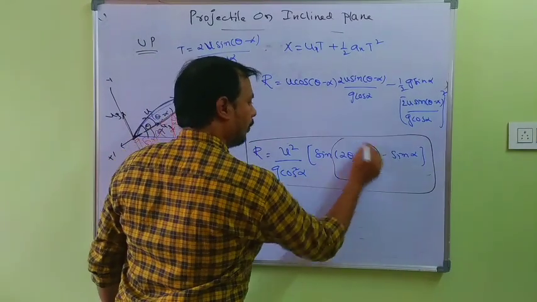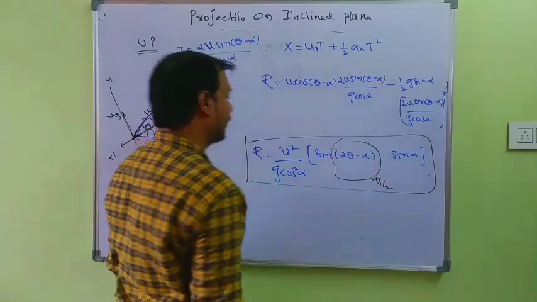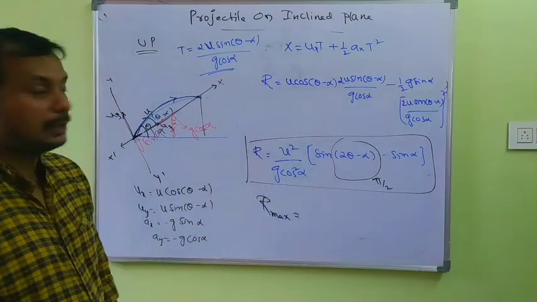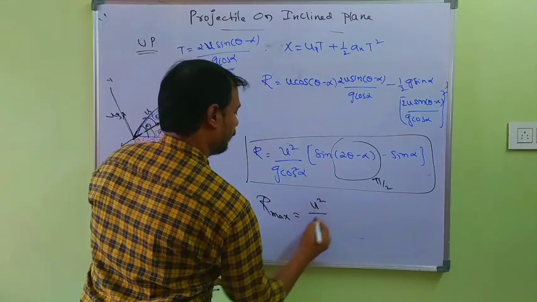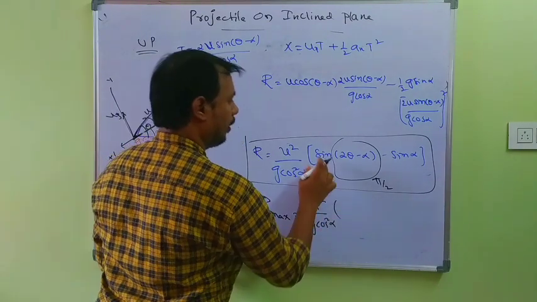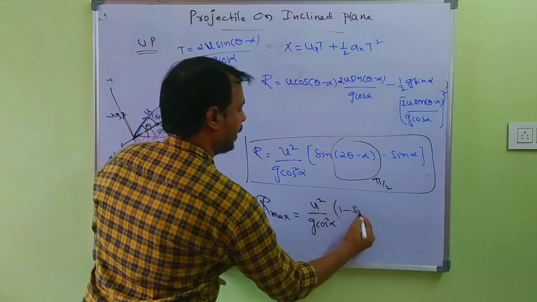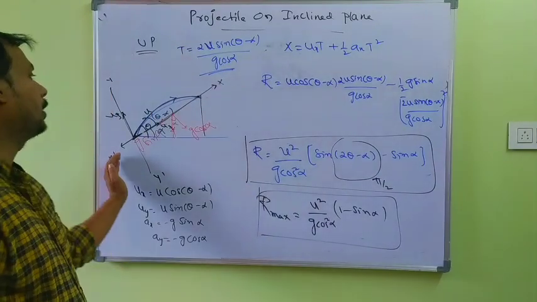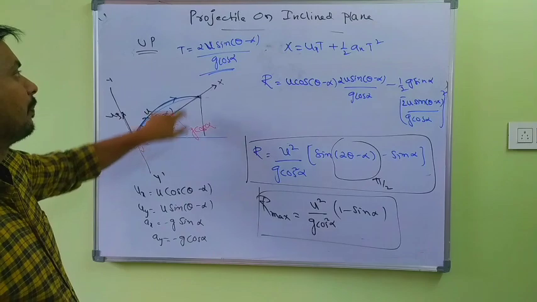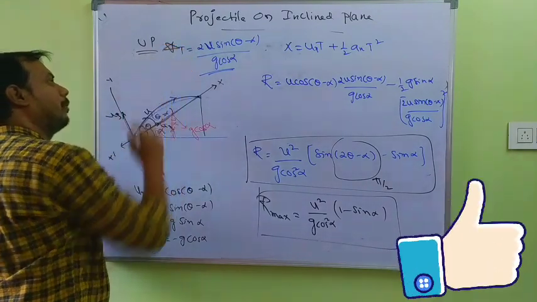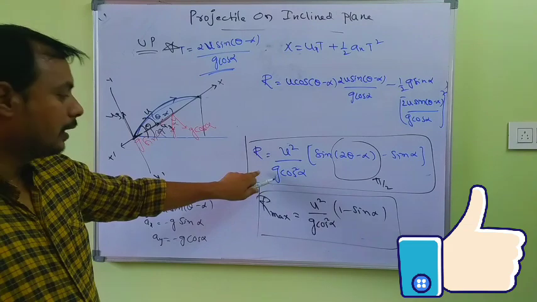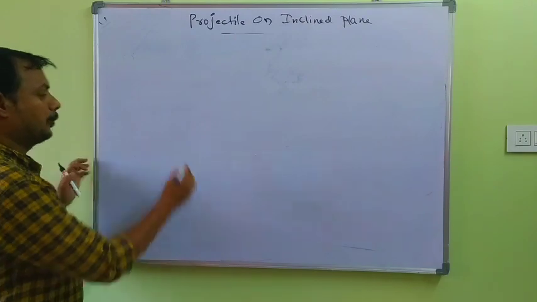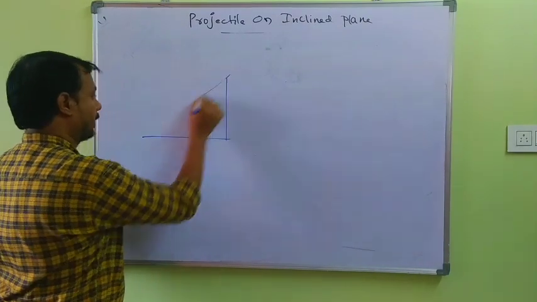If this 2 theta minus alpha value is pi by 2, 90 degrees, then the value of range becomes maximum. Maximum range is u square by g cos square alpha into sin pi by 2 by 1 minus sin alpha. So this is the expression for maximum range when the body is projected up on an inclined surface. This is for time of flight, and this is for range, and this is for maximum range value.